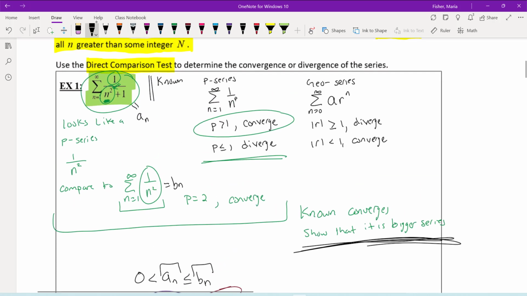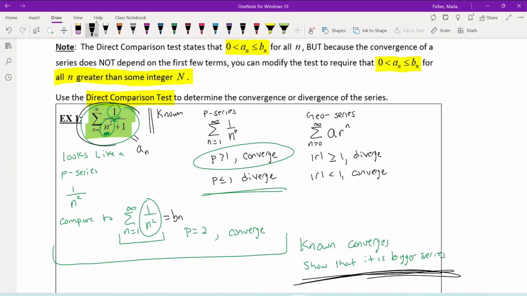To recap, what you do is look at your given and figure out, do you look like a p-series or do you look geometric? Once you figure out which one you look like, you find leading term over leading term, reduce, and that's how you determine what to compare it to. When you figure out what to compare it to, you have to figure out, what does this known series do? Does it diverge or converge? If it converges, it's got to be the bigger series. If it diverges, it's going to have to be the smaller series.